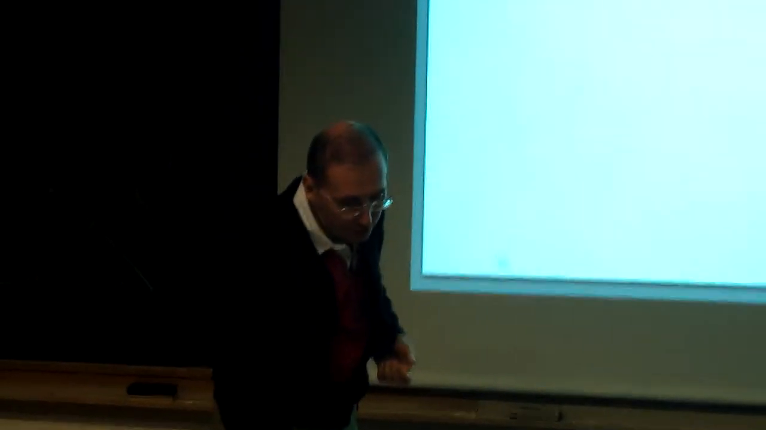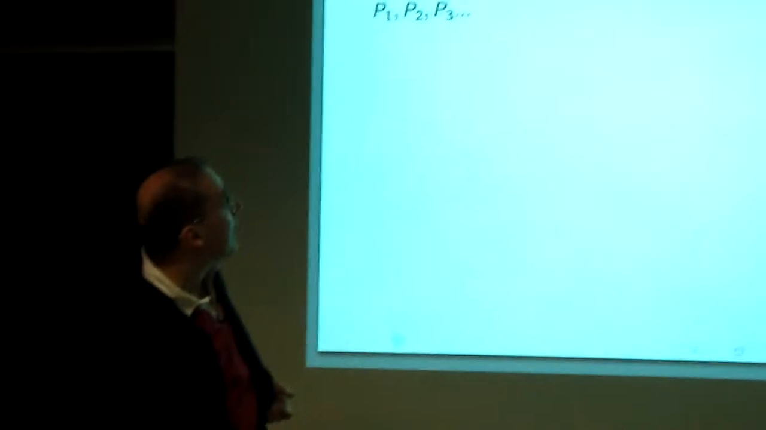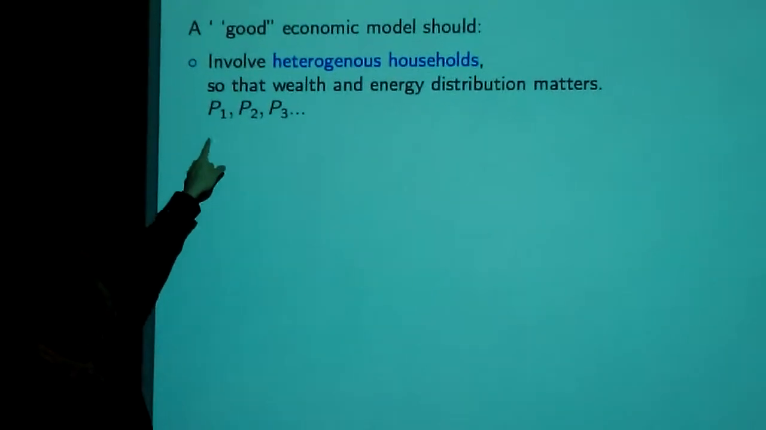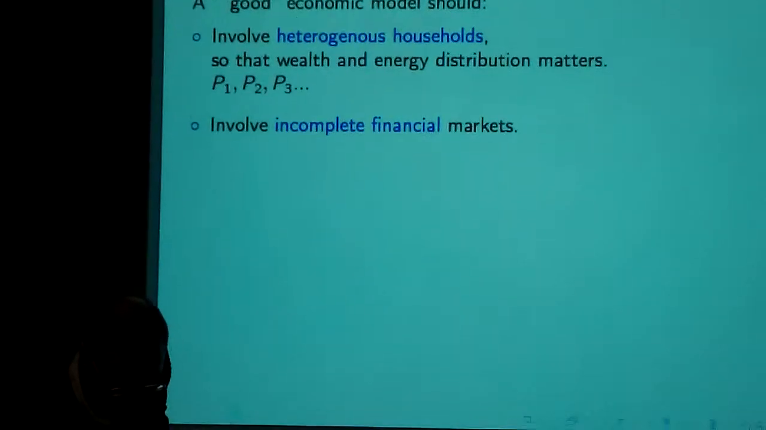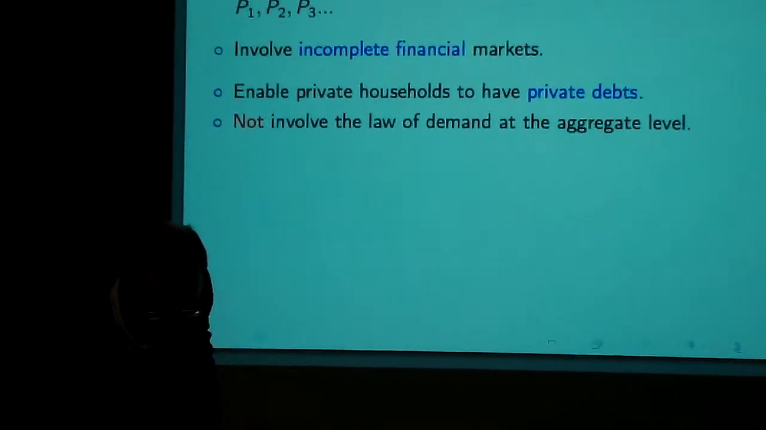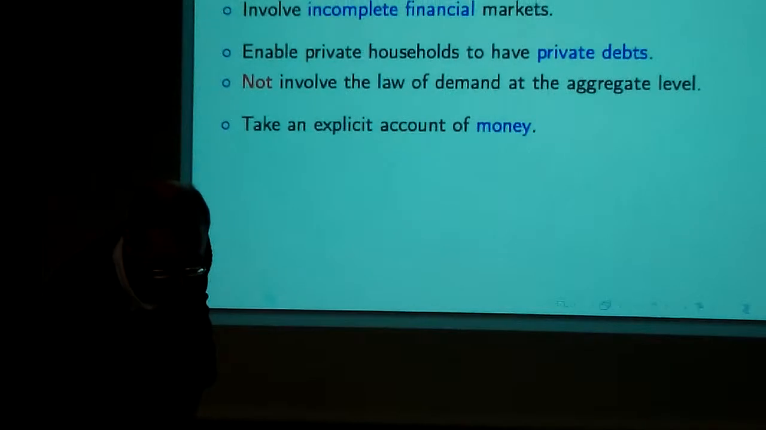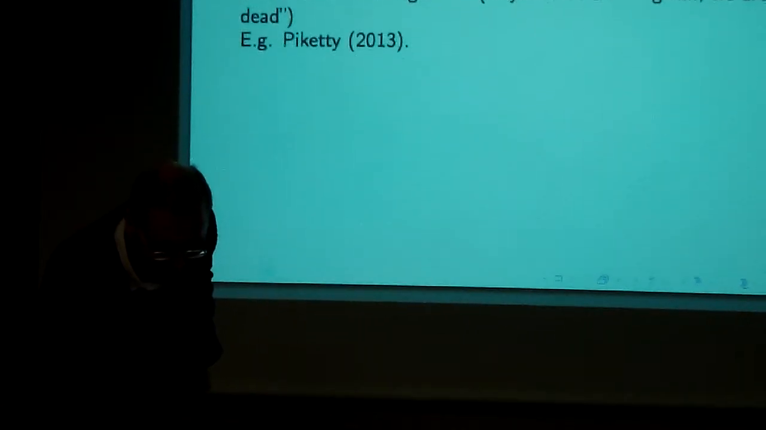So a good economic model should have heterogeneous households in order to be able to talk about the kind of questions that were mentioned by Jacques and Sandra. Incomplete markets, private debts, not involving the law of demand, having money. I already talked about the presence of money.